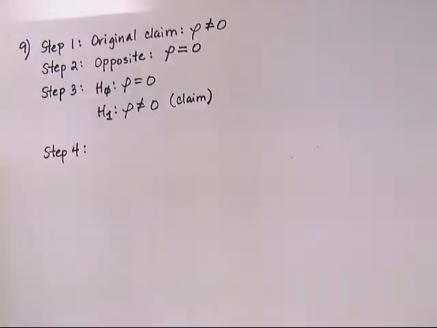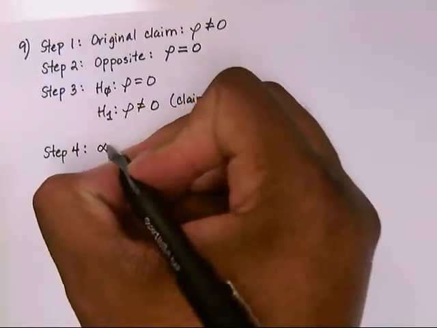And then step number 4 is our level of significance. In that problem, we're told to use a significance level of 0.01.